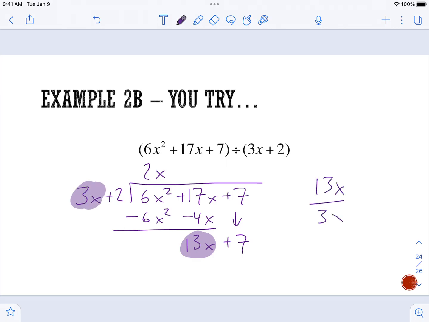13x over 3x does not divide evenly. The x's cancel out, but 13 over 3 doesn't divide evenly. So my opinion on this, the way I would write the answer at this point, if it doesn't divide evenly, the rest is going to be the remainder. So this whole thing is my remainder as soon as I can't divide evenly. So it's going to be 2x plus 13x plus 17 all over 3x plus 2, and that whole thing is my answer.